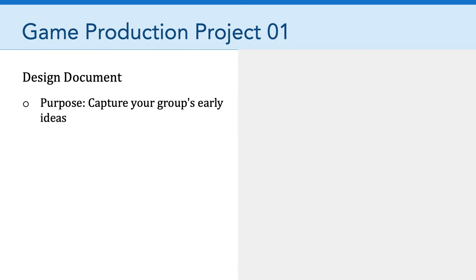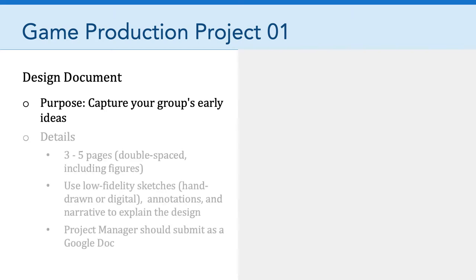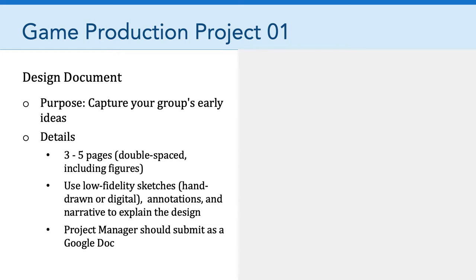The purpose of the design document is for you as a team to capture your group's early ideas for your postmodern lemonade stand. Here are some details. Your design document should be roughly 3 to 5 pages, double-spaced, including figures. And you should use low fidelity sketches. They can be hand-drawn or digital or just kind of placeholder graphics. And they should also include annotations and narrative to explain the design to someone outside of your group, such as me. And finally, your project manager should submit your design document as a Google Doc on behalf of your group.